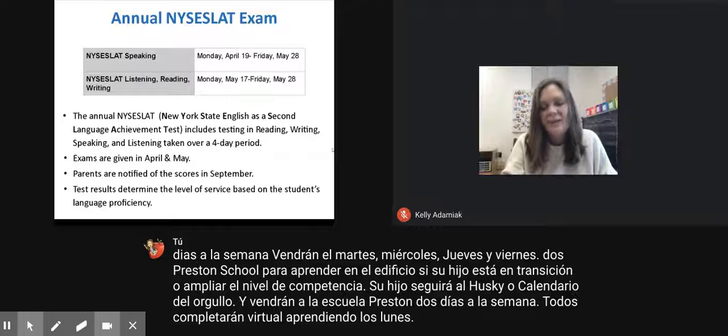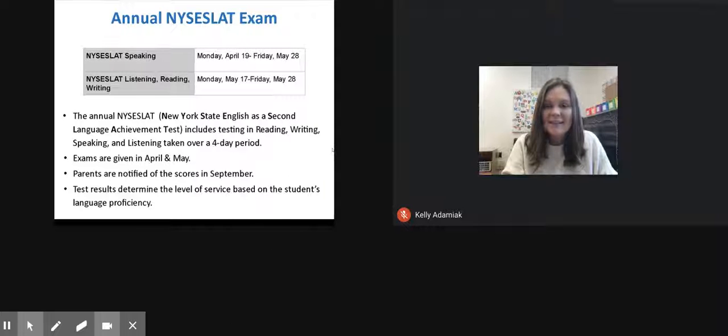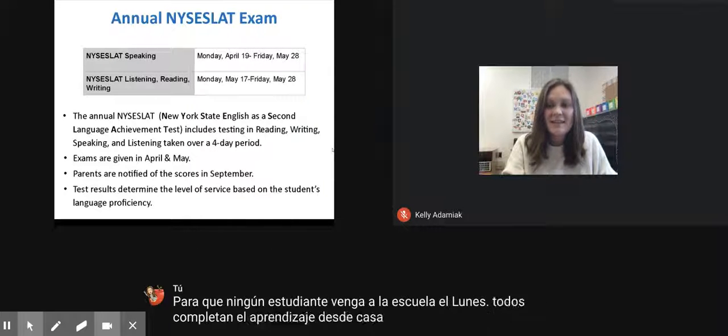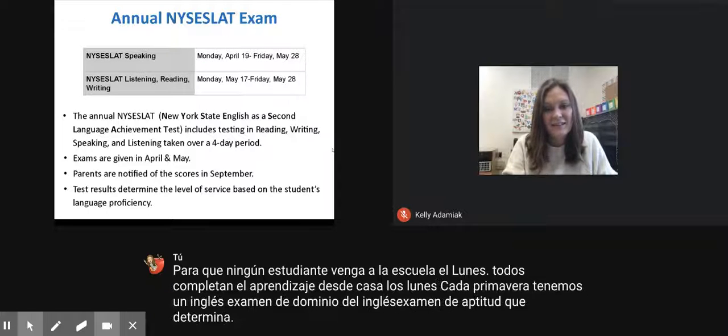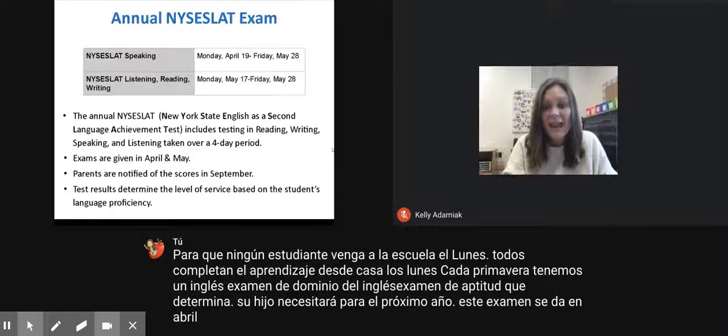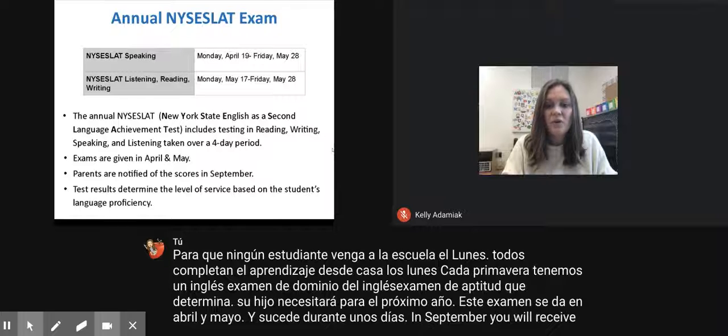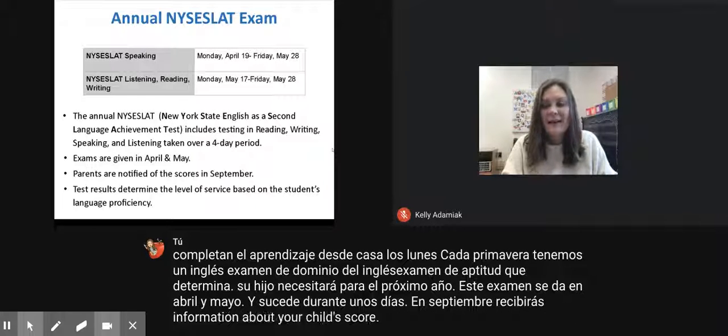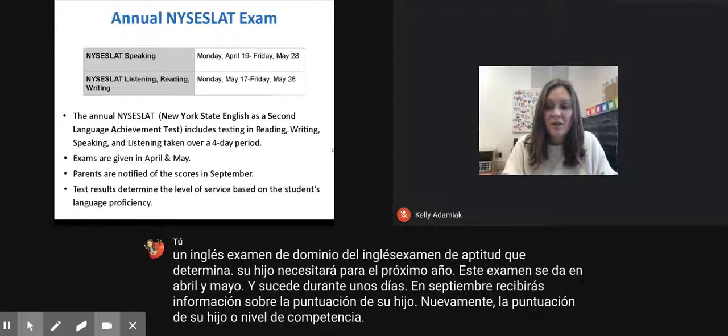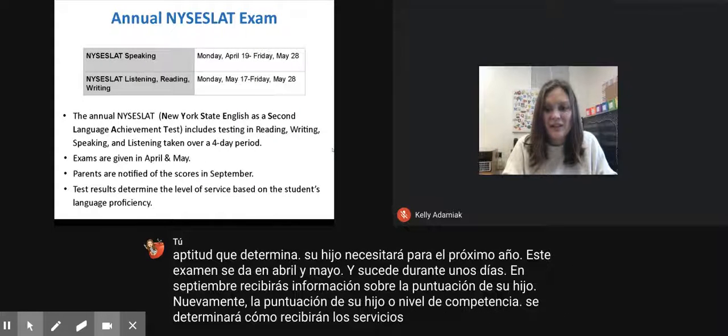Each spring, we have an English proficiency exam that determines the amount and type of services that your child will need for the next year. This exam is given in April and May, and it happens over a few days. In September, you will receive information about your child's score. Again, your child's score or proficiency level will determine how they will receive services as an English language learner.